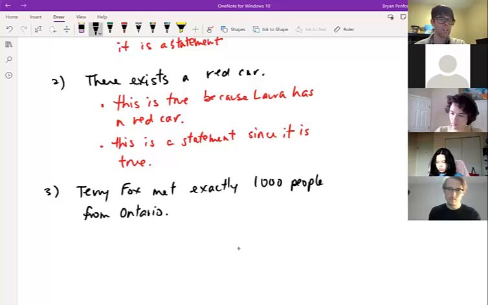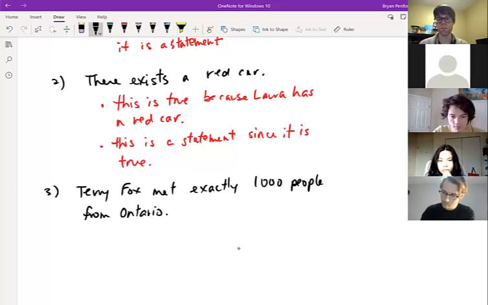Yeah, this is one of those weird cases where I'm going to argue that this is a statement, but I totally understand why you might think it's not, because it could be true or it could be false. We don't know which one it is, but it's got to be one or the other, right? Either he met exactly 1,000 people from Ontario, or he didn't. It's either true or false, but it's not both at the same time.